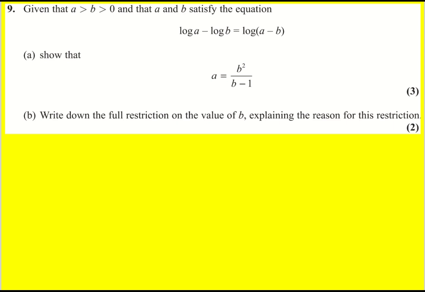Given that a is greater than b, which is greater than 0, and that a and b satisfy this log equation, show that a equals b squared over b minus 1. Now the restrictions come in because you can't take log of a negative. That's why a has to be positive and b has to be positive. And we also need a to be greater than b to make this term positive.